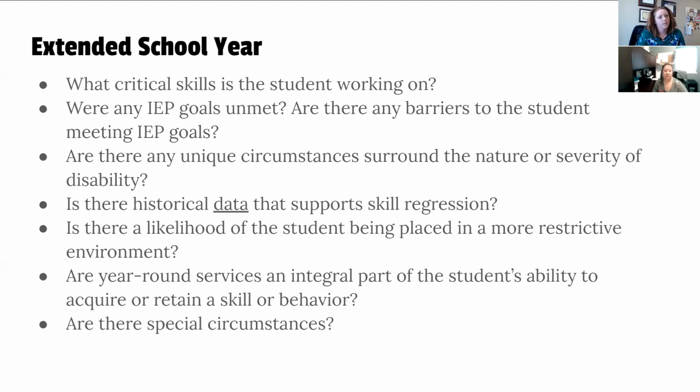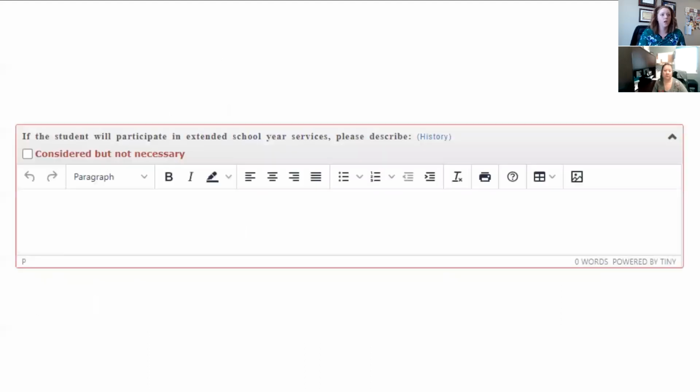These are some leading questions. I won't read all of these to you, to consider for the team when we're talking about if a student needs ESY services: listing the critical skills, what are the barriers, any unique circumstances, what's the data say, and I underline that because that's important. Would not providing services mean that the student might need to be in a more restrictive environment? Any special circumstances? Is it a part of the disability that they would regress or really struggle to retain the skill? So again, there's a guidance document from the state that has some nice questions and another checklist for you.